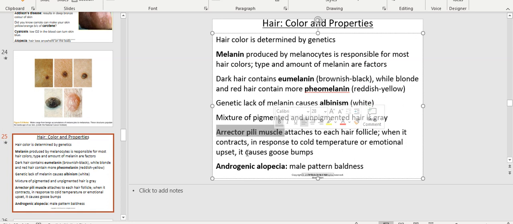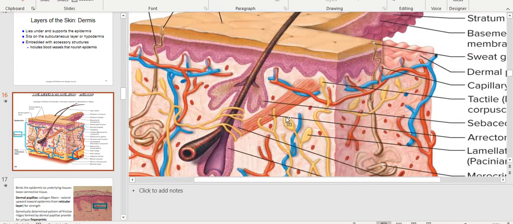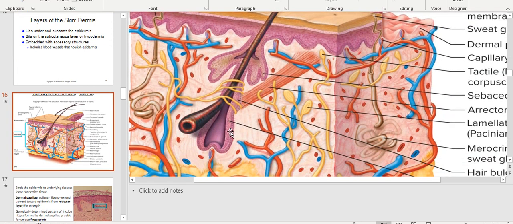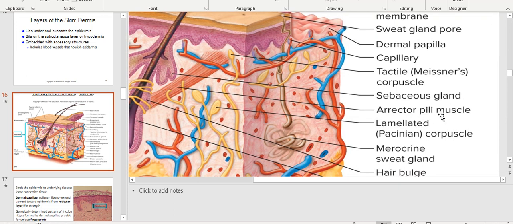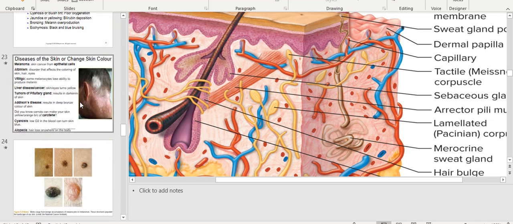Your erector pili muscle, that's these ones here. There's actually a muscle attached to every single hair follicle. I'm just trying to see if I can find one here. Oh yeah, right here. And you see here's your erector pili muscle. Every single hair on your arm or leg has a little muscle attachment to it. And when you get cold and you get goosebumps, where do you think that comes from? Okay, it's from those guys there.